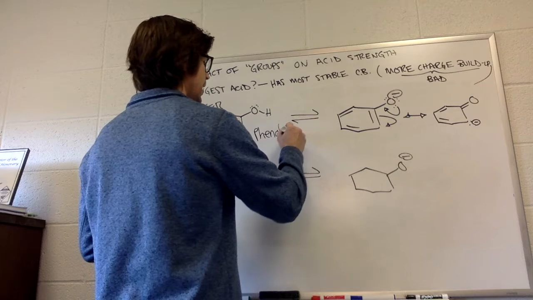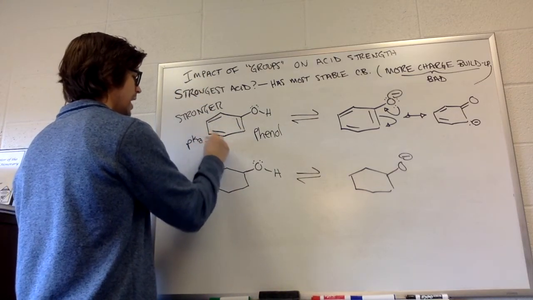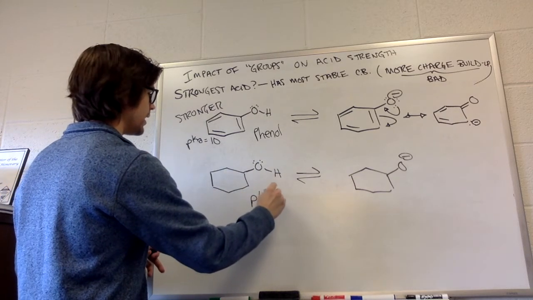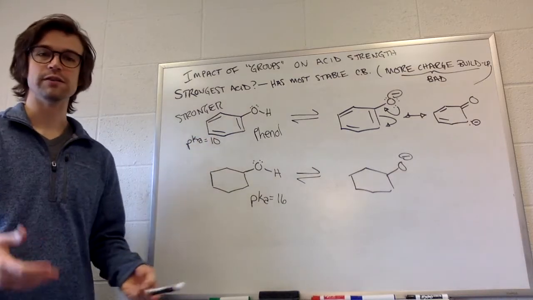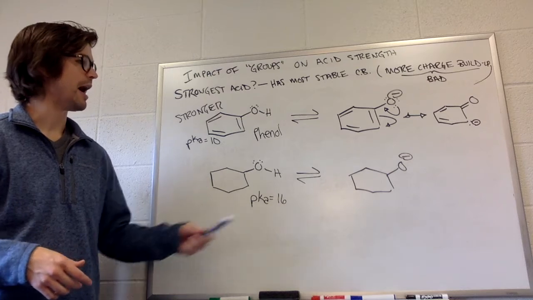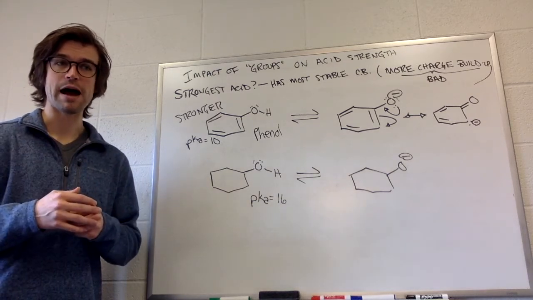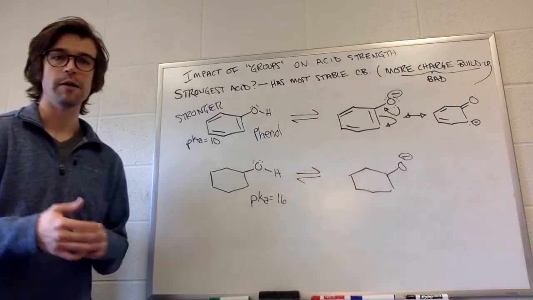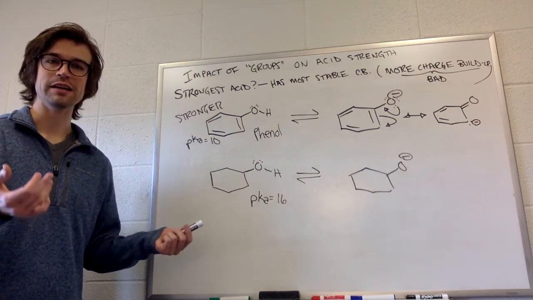Phenols have pKa's of about 10, whereas normal alcohols have pKa's around 16. So 6 pKa units difference, that means that this is 10 to the 6 times more acidic than that. So again, we have to always be thinking about what can stabilize the conjugate base. And that will help us evaluate the acidity of things.